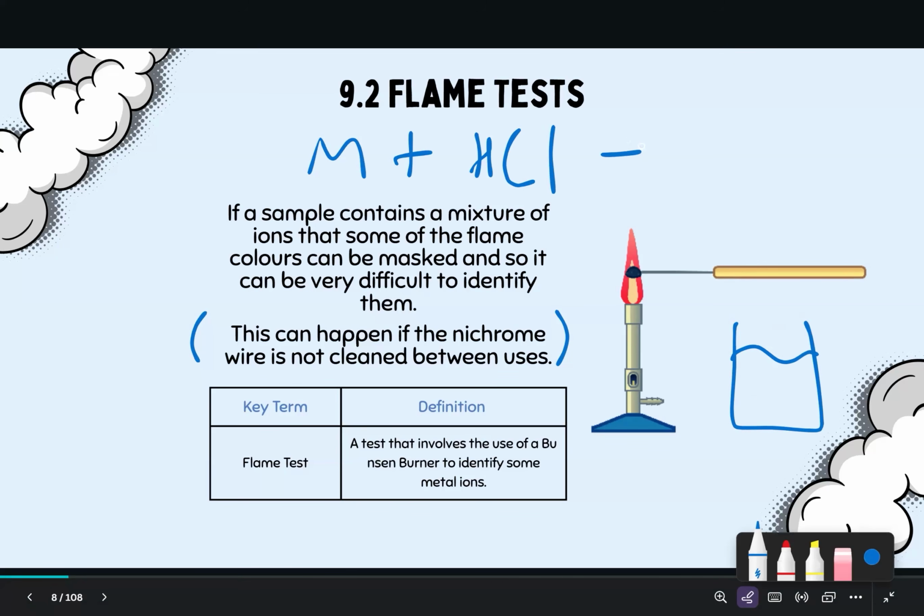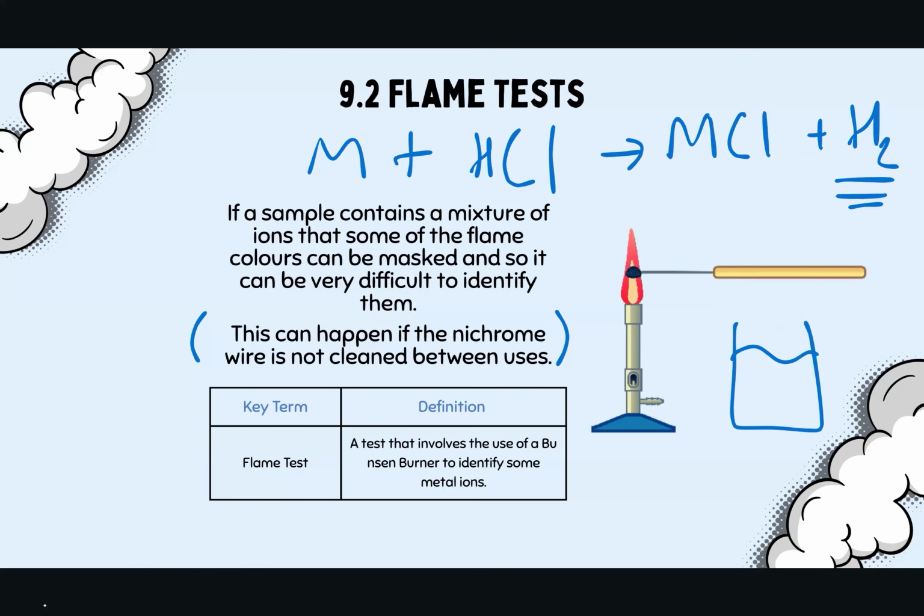I'll use HCl as an example. It gives us a salt, so metal chloride, plus hydrogen gas. So the second it starts bubbling, when you stop seeing hydrogen bubbles, you know that all the metal has reacted out. But if someone just dips it in and dips it out, a quick dip in, and they think, oh, I'm done, it's clean, that means it's possible that some metal might still be on the nichrome wire.